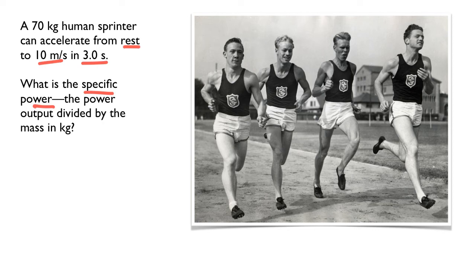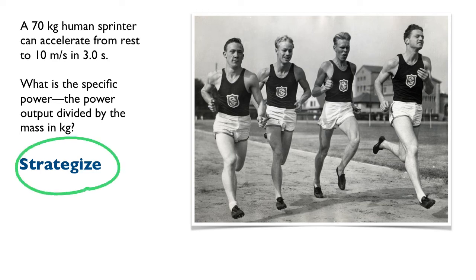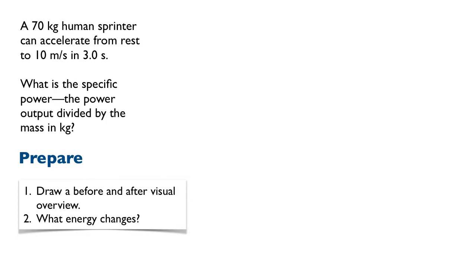I mean, clearly an elephant can produce more power output than a mouse. But how about pound for pound? That's what we want to consider when we consider specific power. So let's take a look at this problem. And first, I'm going to strategize. And in strategizing, I'm saying I'm just going to treat this as an energy transformation problem. Energy is being transformed from one form to another. And so I'm going to compute a power as equal to the energy that is transformed divided by the time interval.